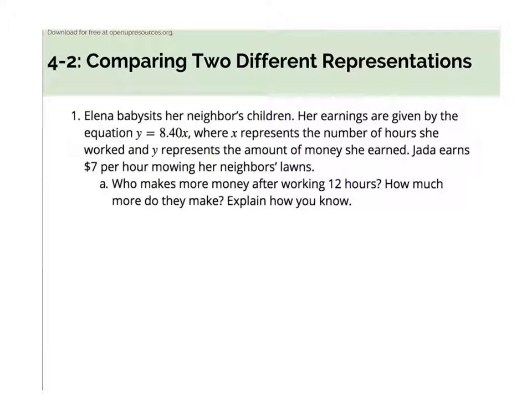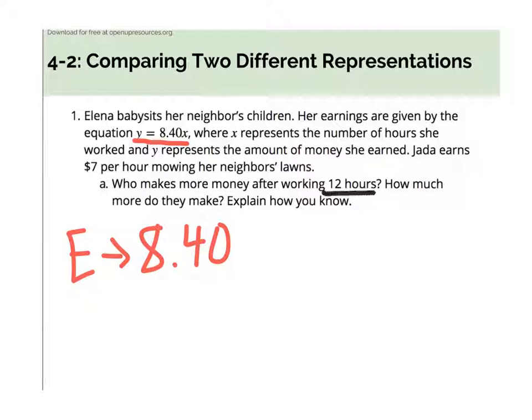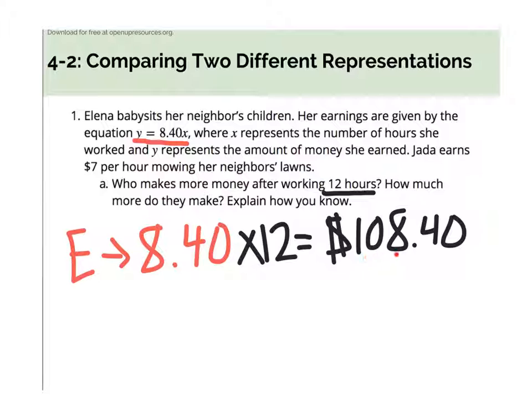Let's start with Elena. We have this equation, y equals 8.40x. I'm going to put an E for Elena, and that rate there, using that equation, or our slope, is $8.40 an hour. If we want to find out how much she earns after 12 hours, let's multiply that by 12. And that's represented by our x here, $8.40 each hour for 12 hours. If we calculate that out, we're going to get $108.40. Now let's move on to Jada.